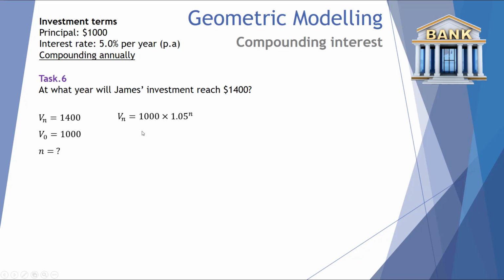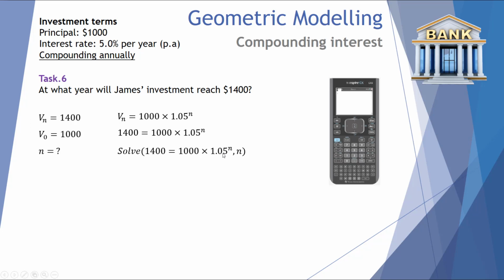Here's our rule that we used previously. So we've substituted in our value after n years, a future value of 1,400. We started with 1,000. It's being increased by this growth rate of 1.05. We want to work out how many years n we will need to raise this to the power to get a value of 1,400. We can, of course, use our solve function on our graphics calculator. So let's turn to our TI-Nspire CAS calculator to solve this problem.